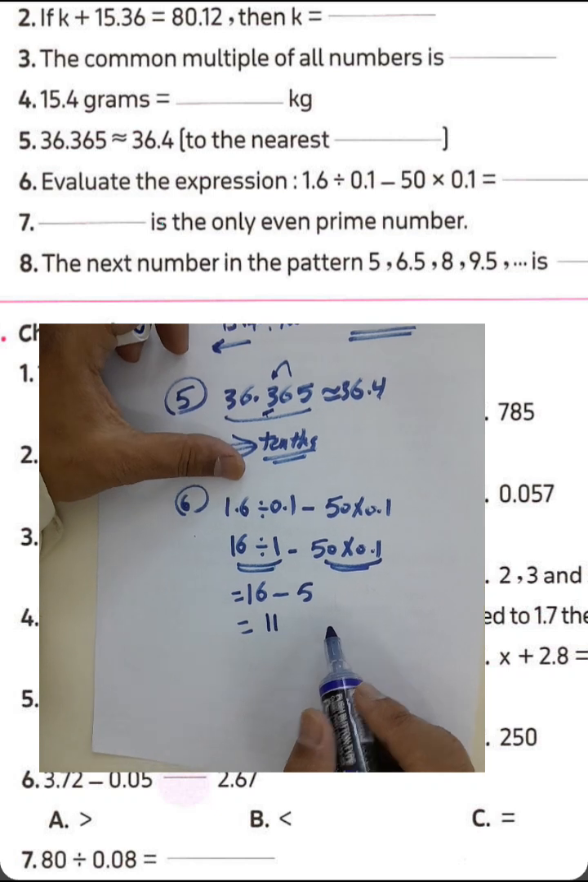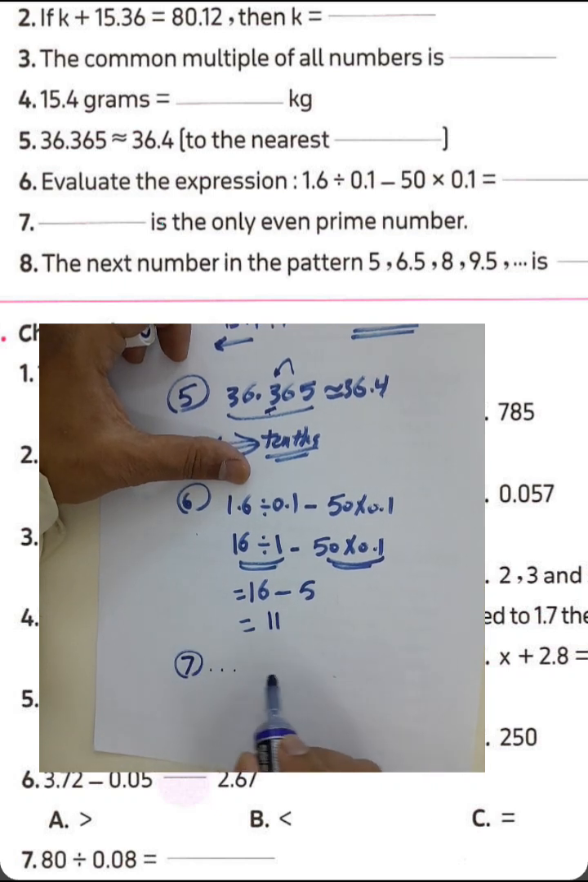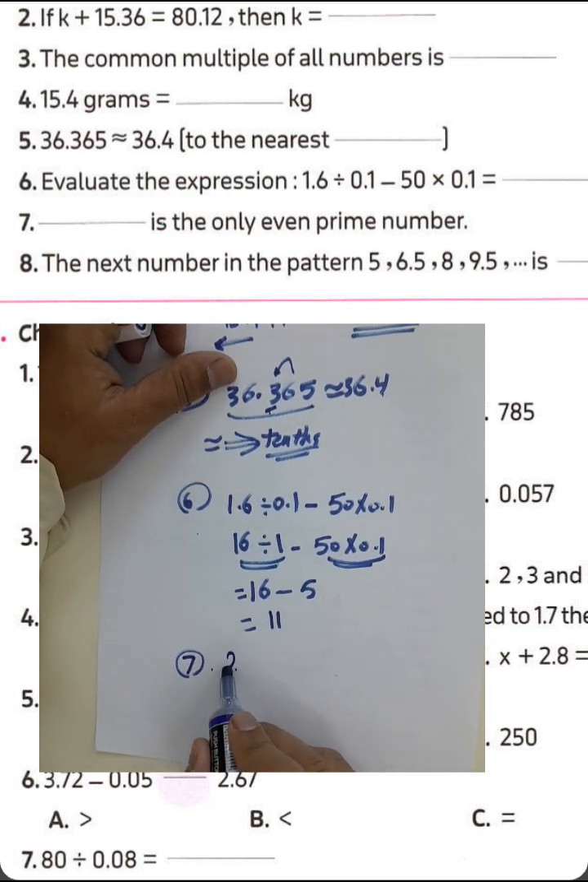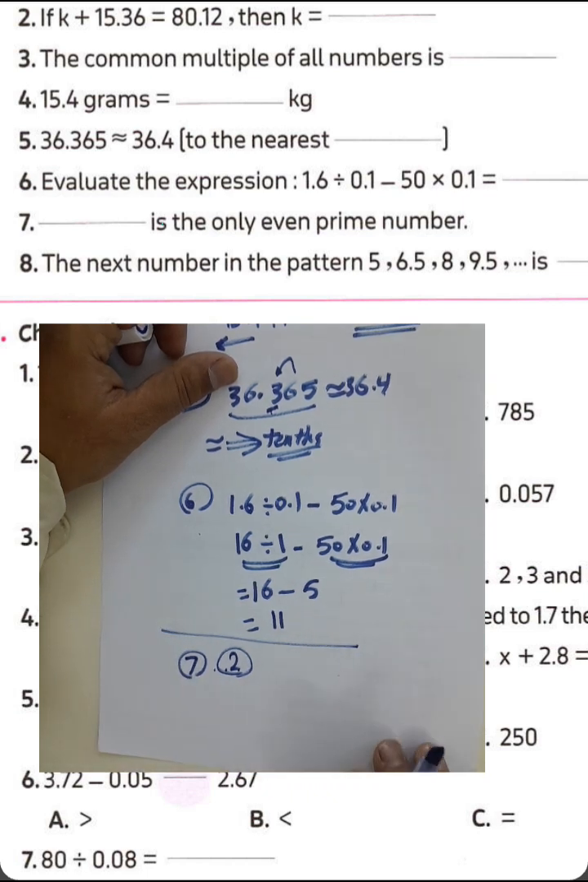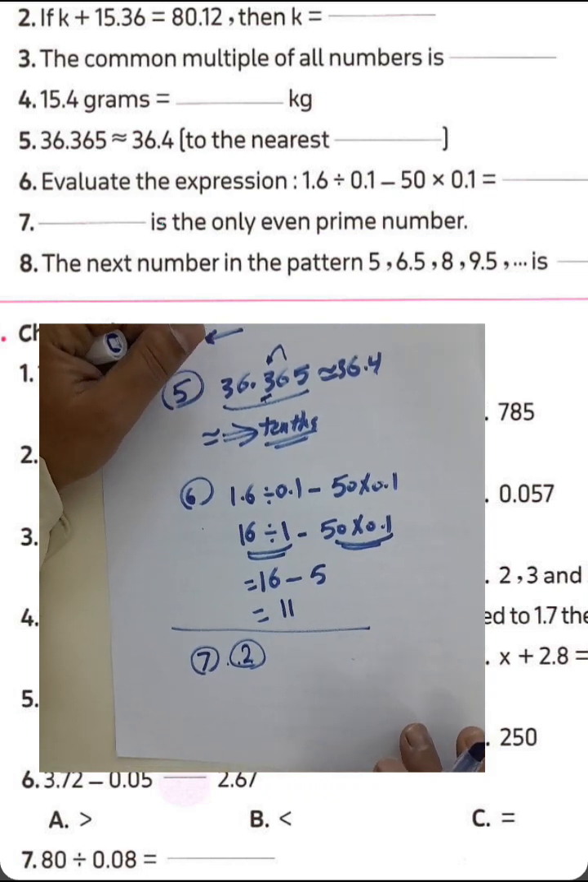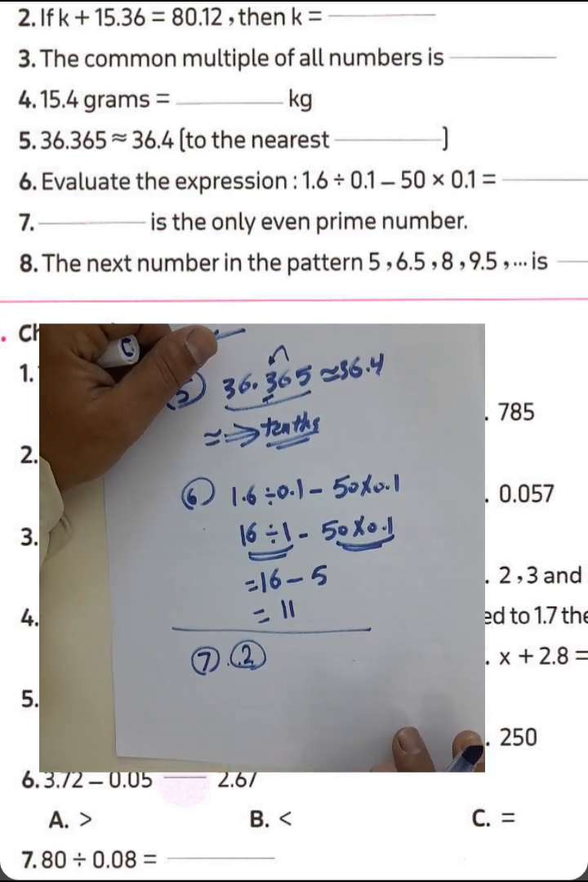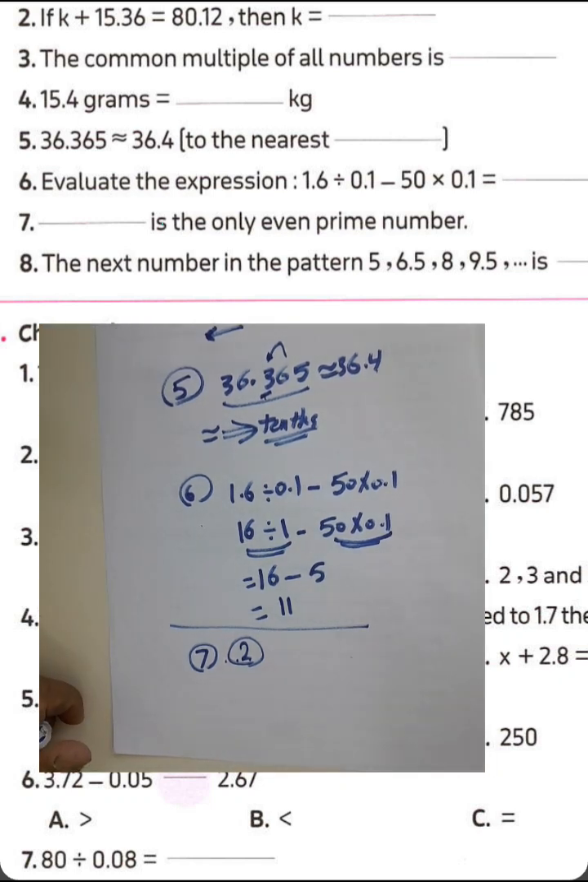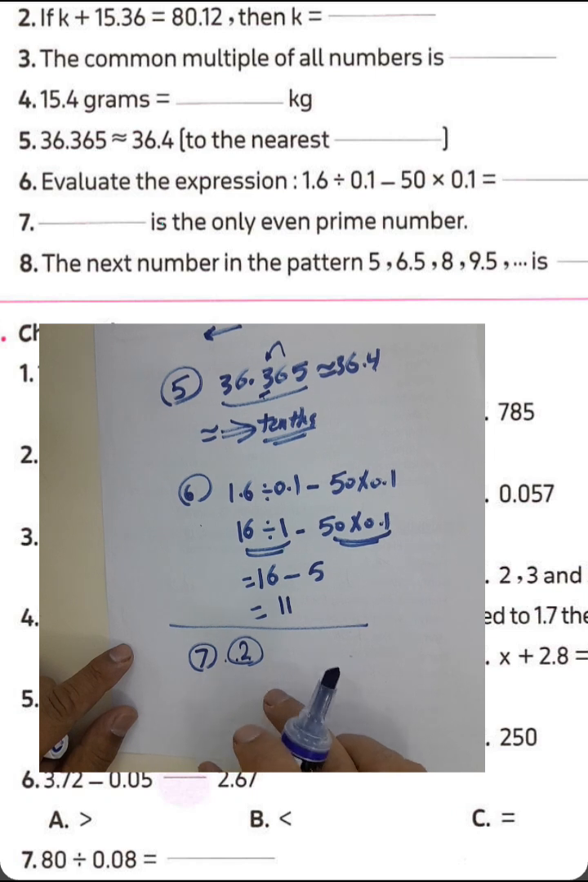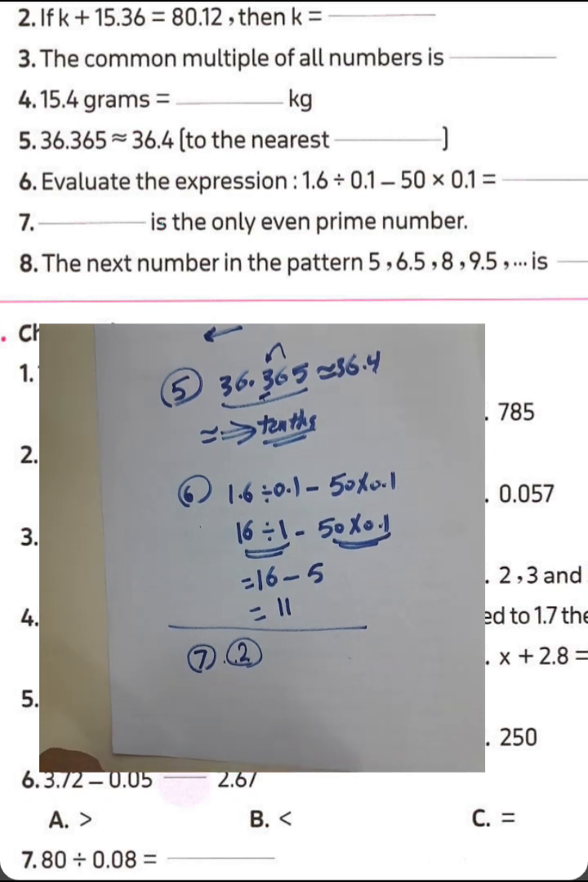Question number 7. The only even prime number is 2. 2 is the only even prime number, because any prime number has only 2 factors, it can be divided by itself and 1 only, such as 2, 3, 5, 7. So 2 is the only even prime number. Question 8.